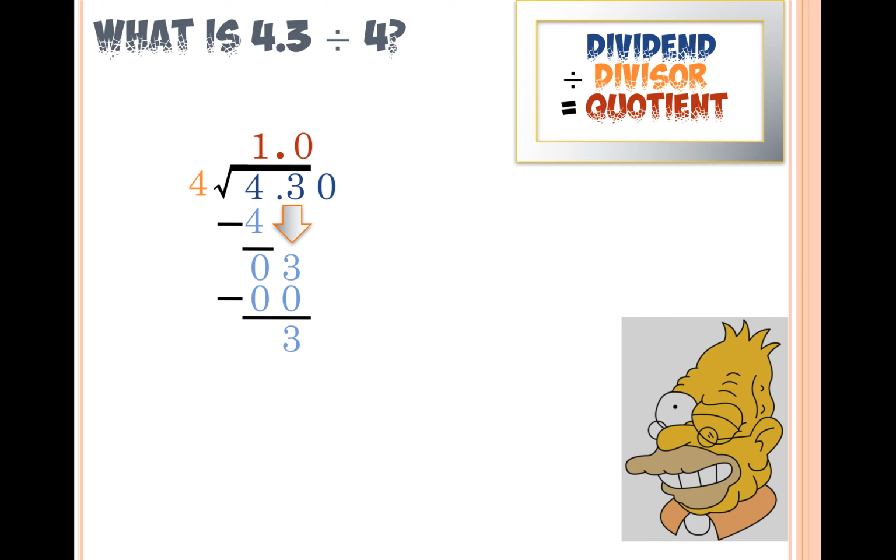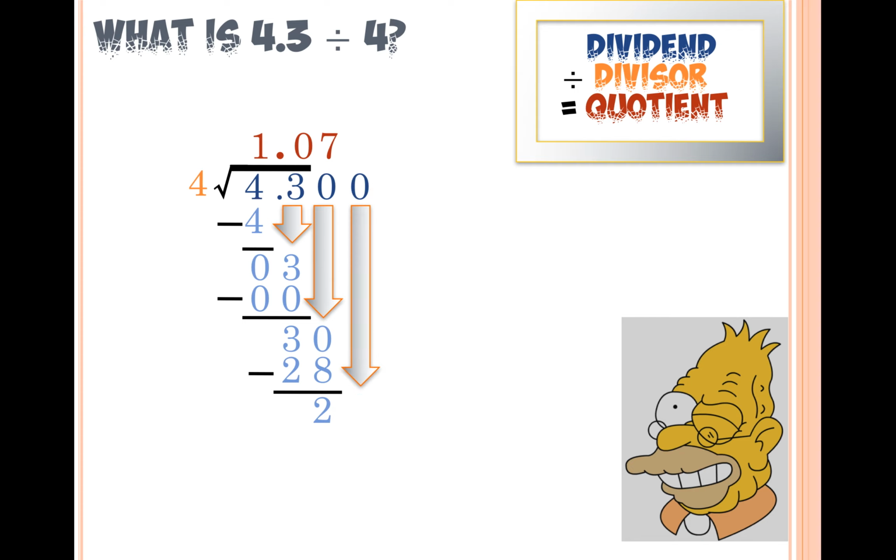add another 0. That extra double 0 step you don't really need. You could have just brought this 0, added this 0, and brought it down right next to that 3. I don't know why I did that. But it still works. 4 goes into 30 7 times, because 4 times 7 is 28. Subtract, you get 2. Add another 0, bring it down. 4 goes into 20 exactly 5 times. So we're done.